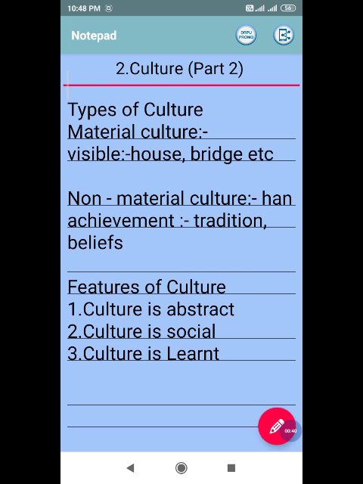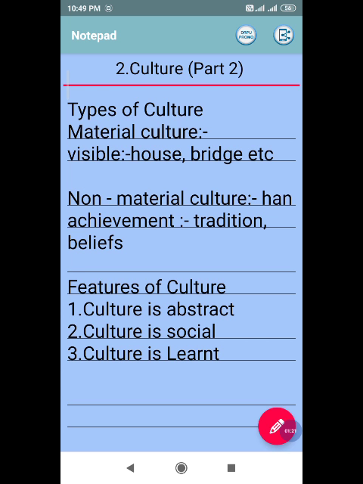Students, culture is divided into material culture and non-material culture. So culture is divided into two groups, material culture and non-material culture. Students, material culture includes all those physical objects that are visible to the eyes and the tools used by human beings. Material, the name already says material, it means that thing is visible to our eyes and the tools are used by human beings.